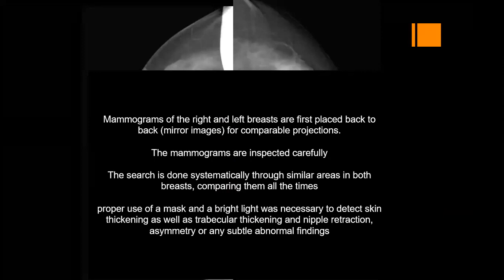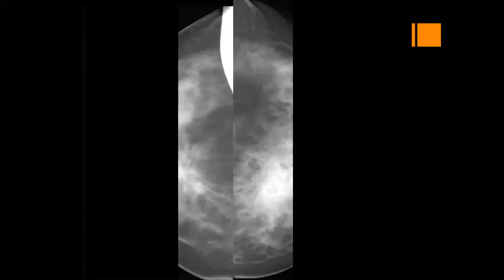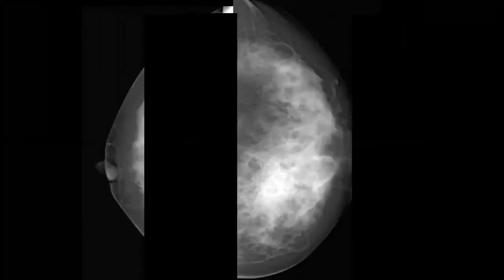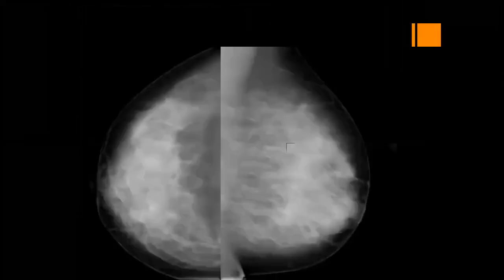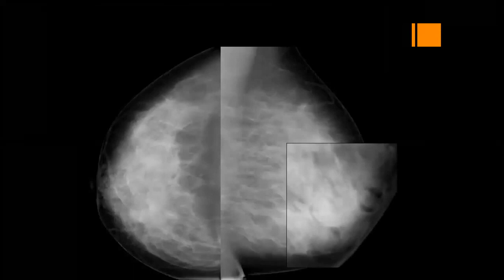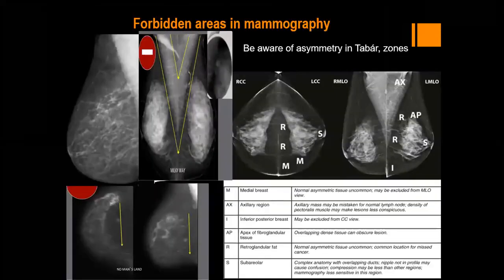Put the CCs first back-to-back, the CC again is the CC, and the MLO again is the MLO, for the 2 breasts back-to-back to make a mirror image, and then use the mask visualizing the same area in the 2 breasts like this, and you can use it in the perpendicular direction also. So it will be easy to pick up any abnormality and use the mirror image. It's also helpful to visualize what is going on. And we said we have to review the blind areas and be aware of any asymmetry in the blind zone, so it is not missed.